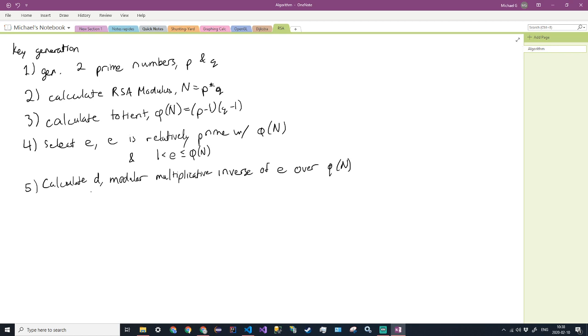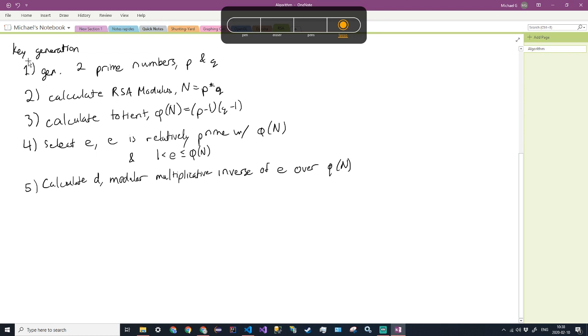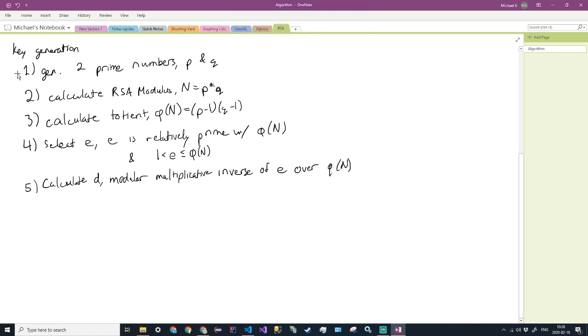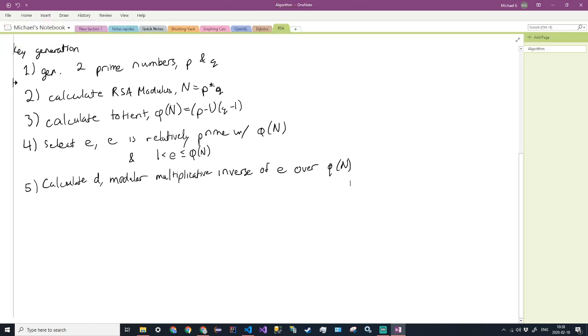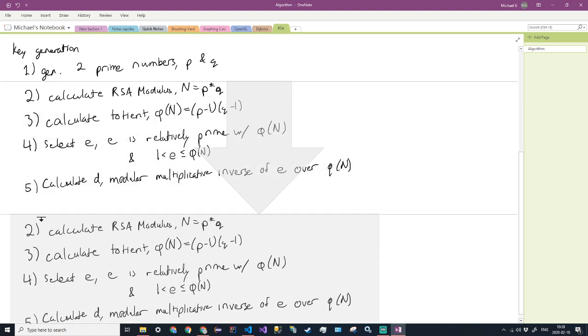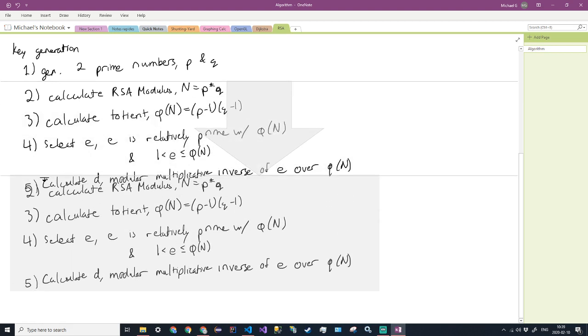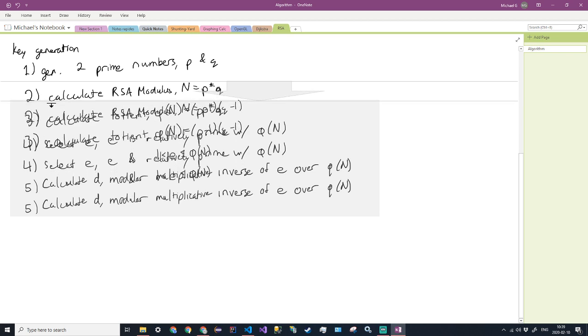All right, so let's start this right now. Let me go ahead and start inserting some spaces here. All right, that should be good.